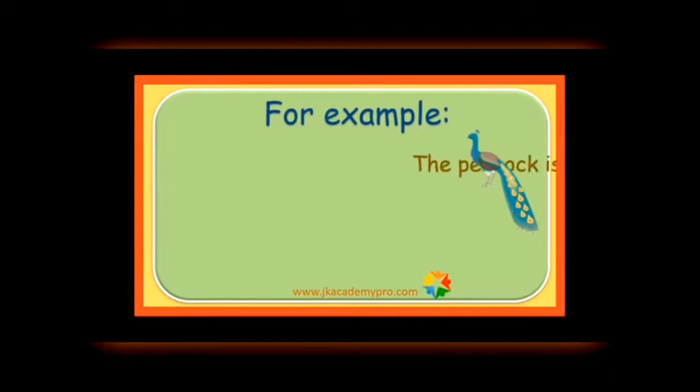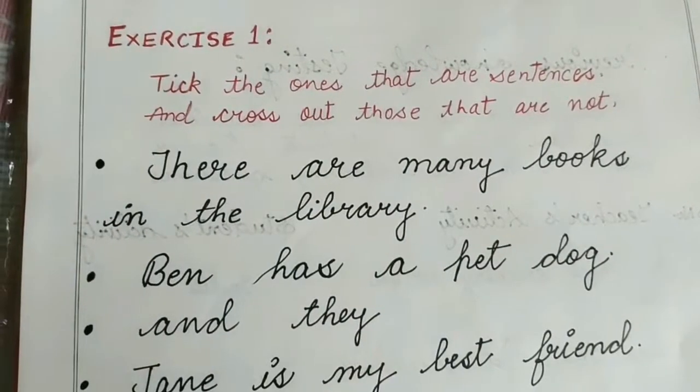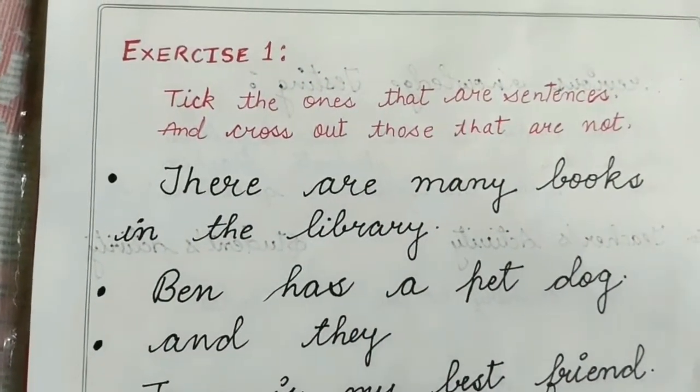For example, "The peacock is a beautiful bird." "Sania is good at drawing." So in the first sentence, the first word T is capital and there is a full stop at the end of the sentence. In the second sentence, the first word is starting with capital S and ends with a full stop.